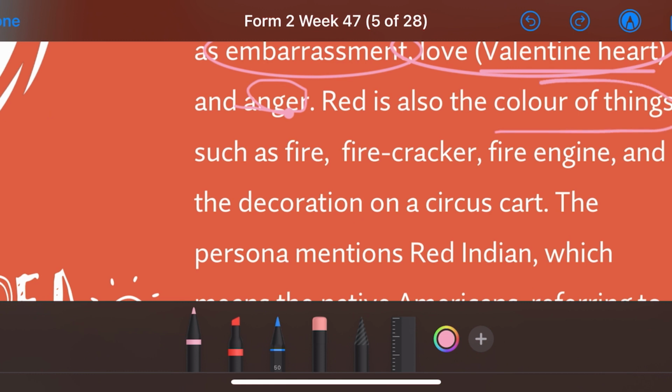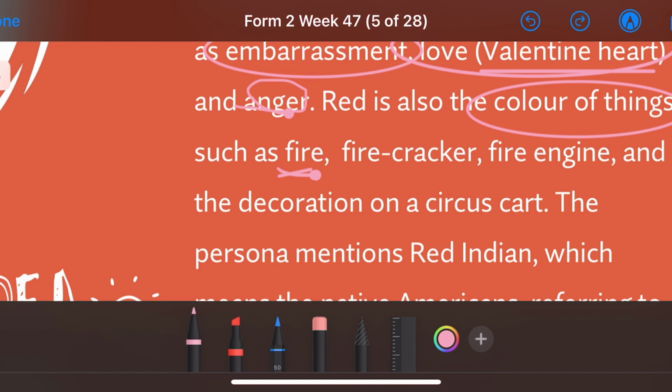Okay, lepas dia dah cerita warna merah sebagai perasaan, dikaitkan pula dengan benda-benda. Contohnya fire. Fire ni apa? Fire api, bukan fire tembak. Fire, no, not that one. It's the fire, it's burning fire. Okay, that's what it means.